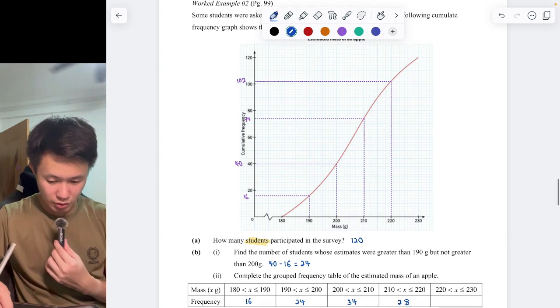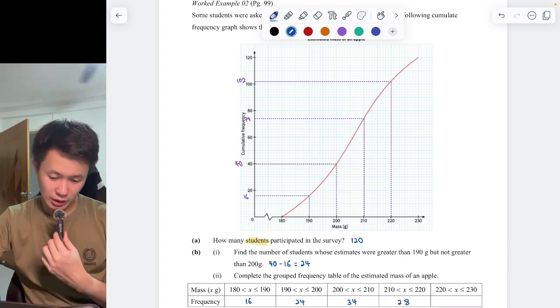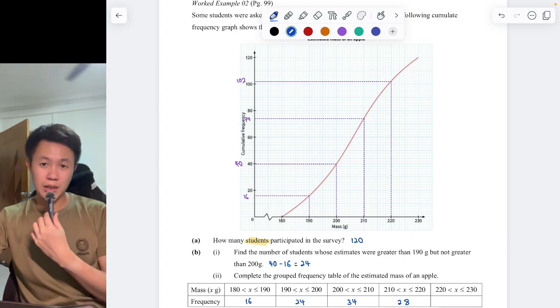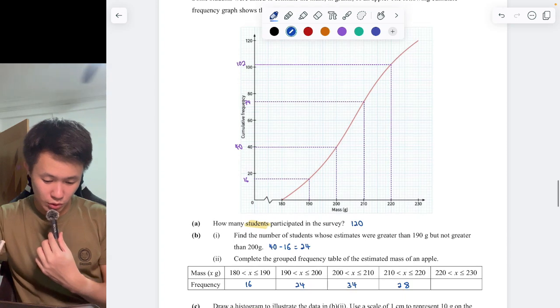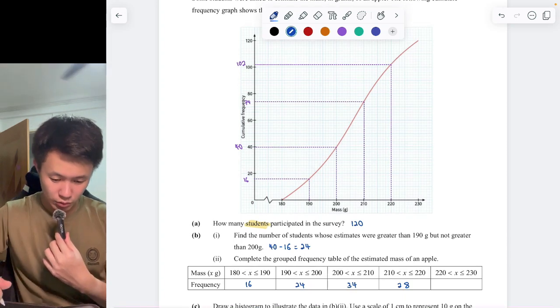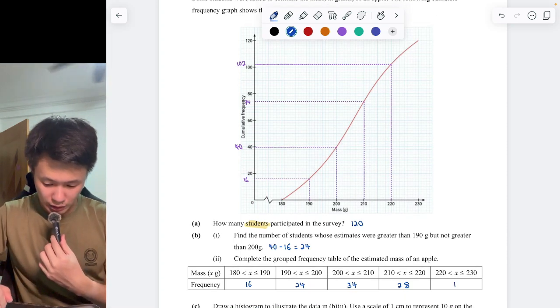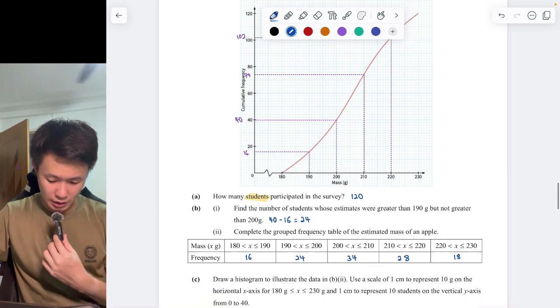And then the last one is 230. Less than or equal to 230, but more than 220. So you take 120 minus 102, and that will give you 18. And that's it for part B.